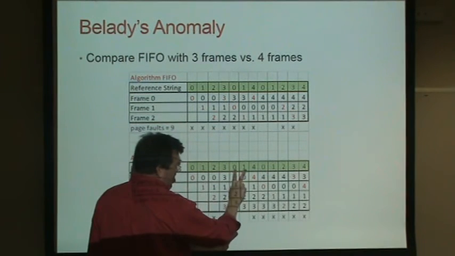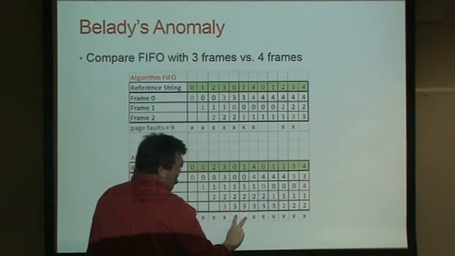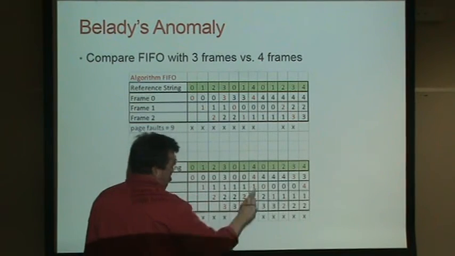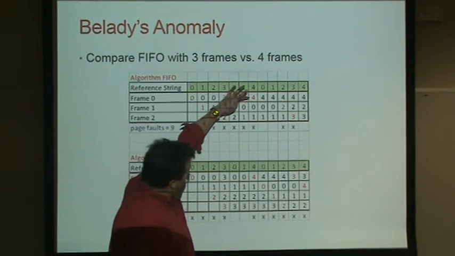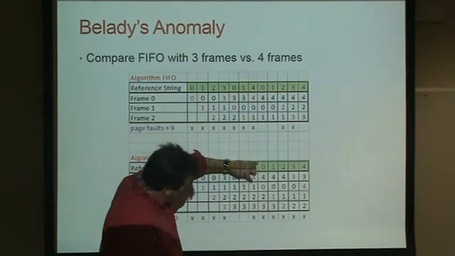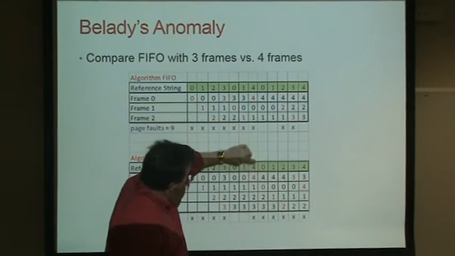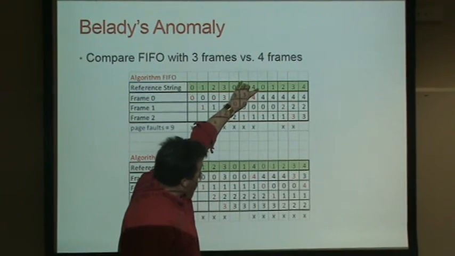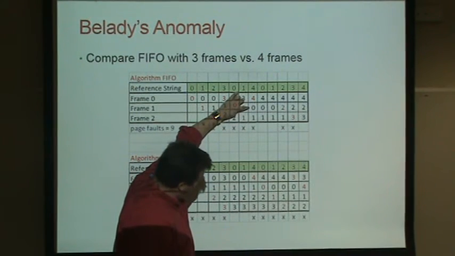No page fault because we had that page in. Now we want to bring in 4. So in this one we had to bring in 4, plus this one we had to bring in 4. So still no improvement yet. And now in this one, we wanted to bring in 0, it was already there.